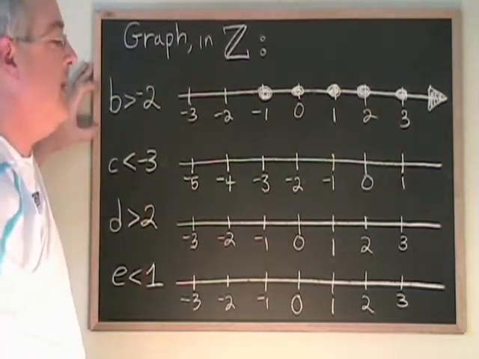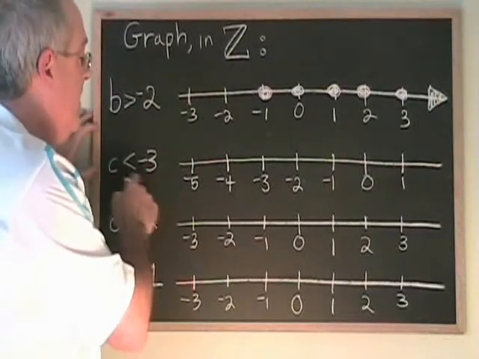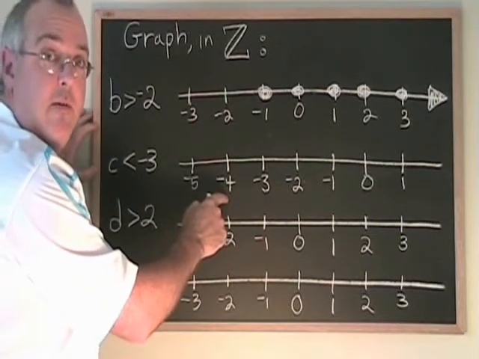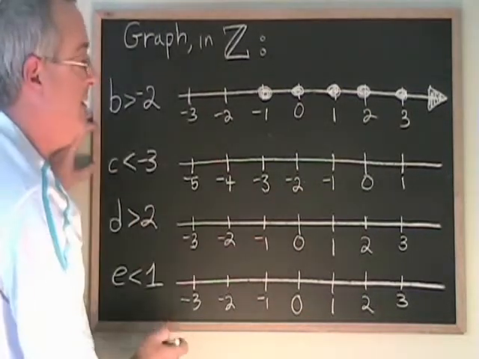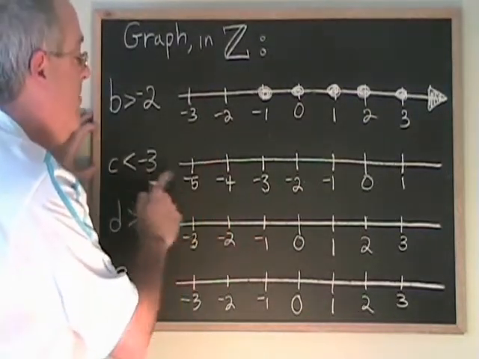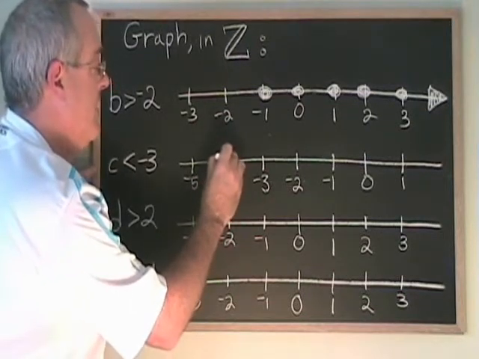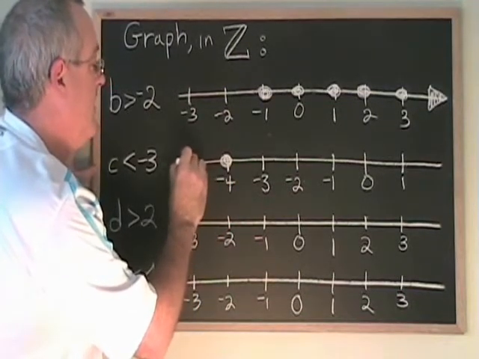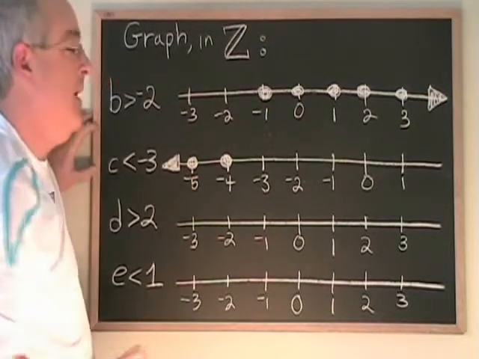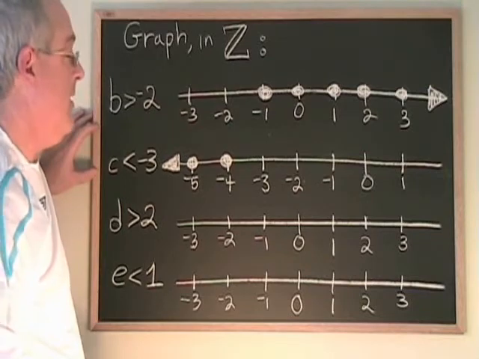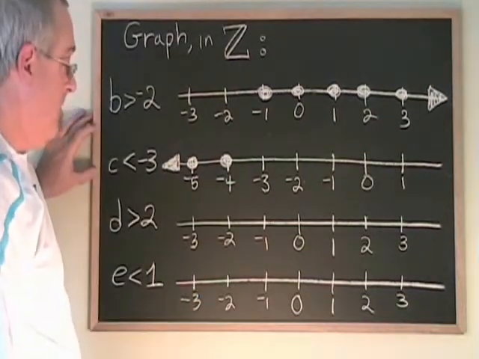c less than -3. I've made my number line a little differently here because I realize I need some numbers like -4 and -5 that are further to the left than I was showing with the others. The numbers less than -3 are all over here. -4 is less than -3, -5 is less than -3, and on in the negative direction, all of those numbers are less than -3. The -3 is not part of the answer because it is not less than itself.